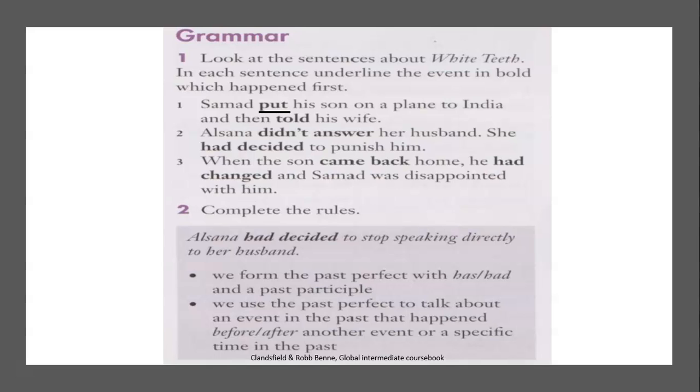Okay, number two. Here Alsana didn't answer her husband. She had decided to punish him. That underlined event is the past perfect, and that happened first, right? Before the other action, which is the past simple. Alsana didn't answer her husband.